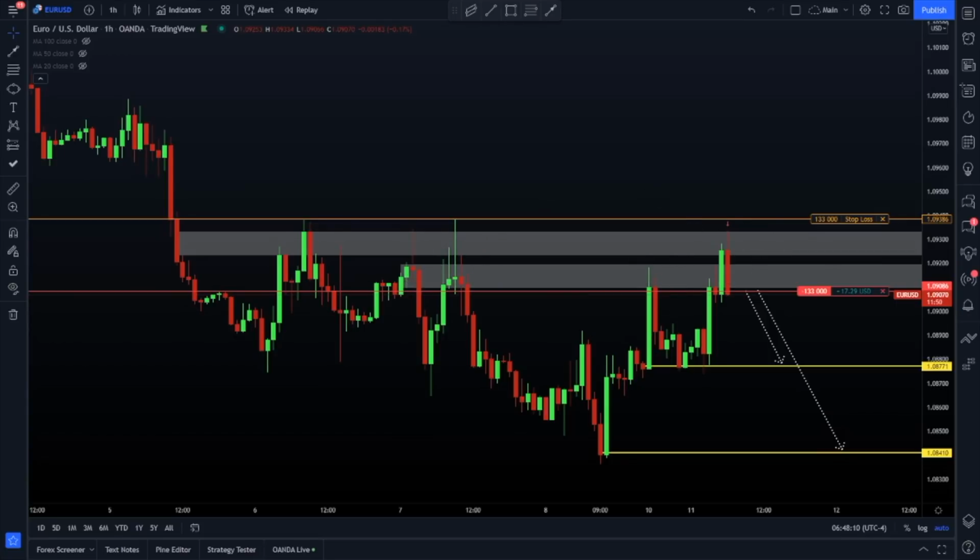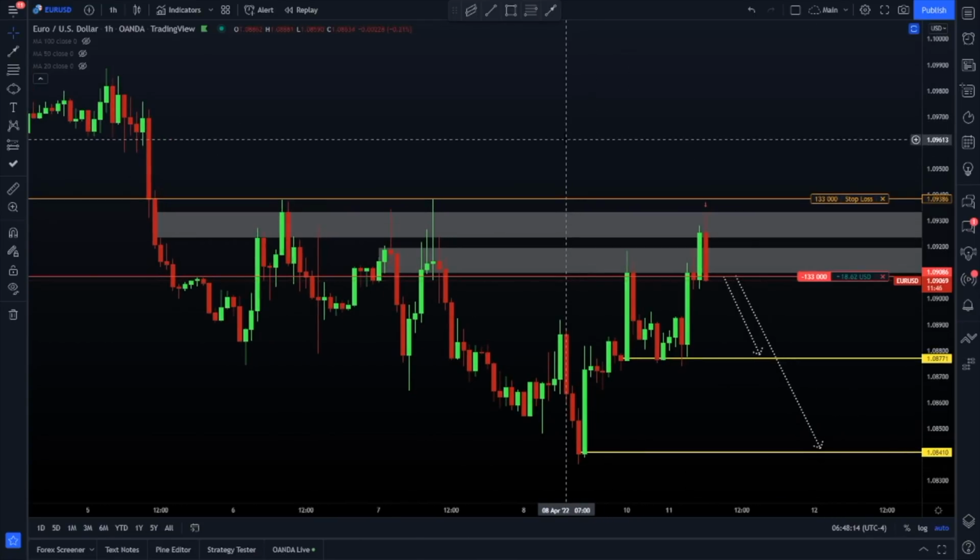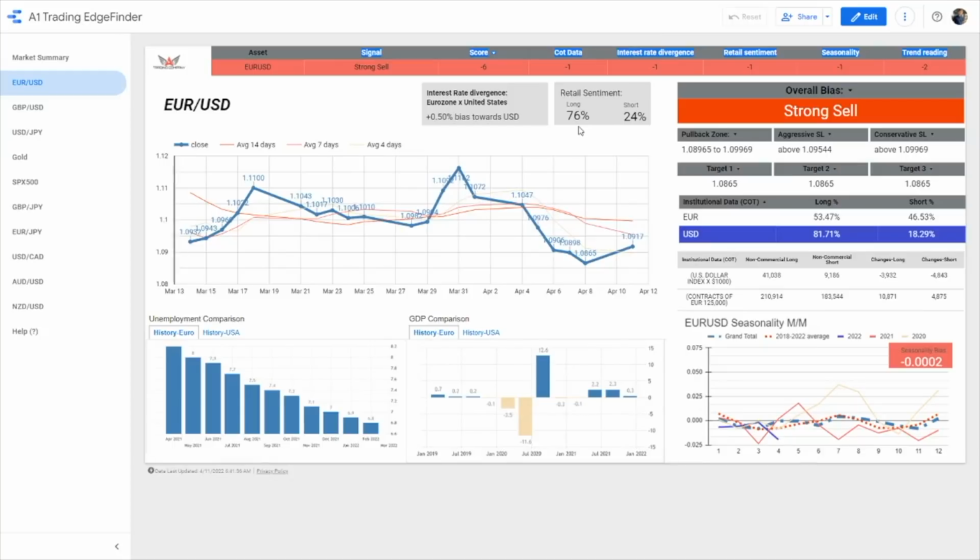Now, there's a couple other factors that I want to pull up on the screen here just to show you a little bit of what the trade reasoning was for this. So I use this software. This is called the A1 EdgeFinder. It is our proprietary trading software that we use to help us make decisions.